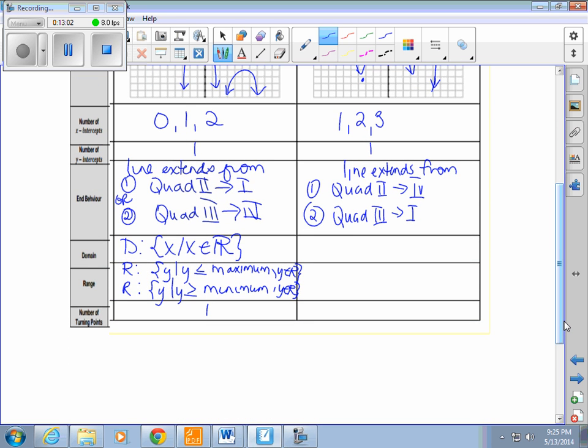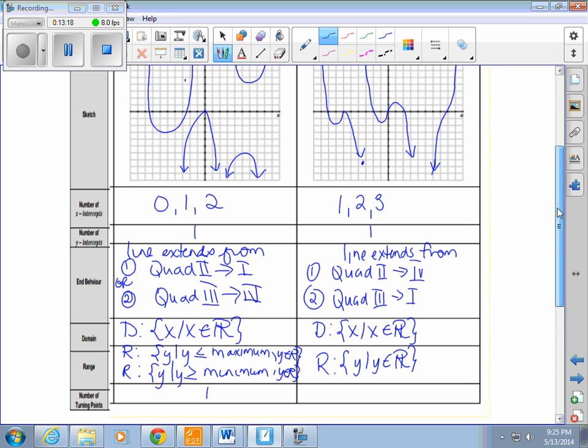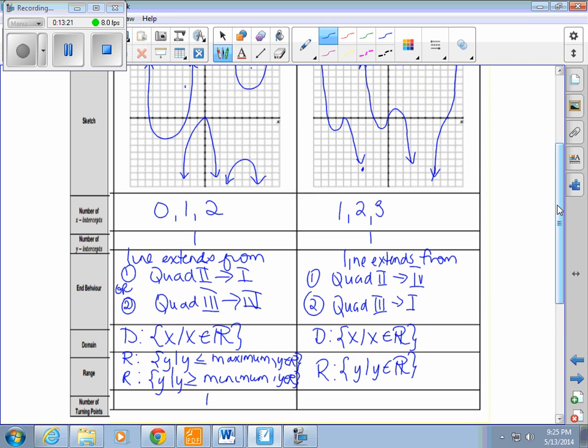Our domain, so for these graphs, again, you can use any x value that you want. As for the y, the range is also any real number. Number of turning points. So you're either going to have 0 turning points, like we do in the third graph here, or 2, where it went down, came up, back up, and goes down. So 0 or 2.